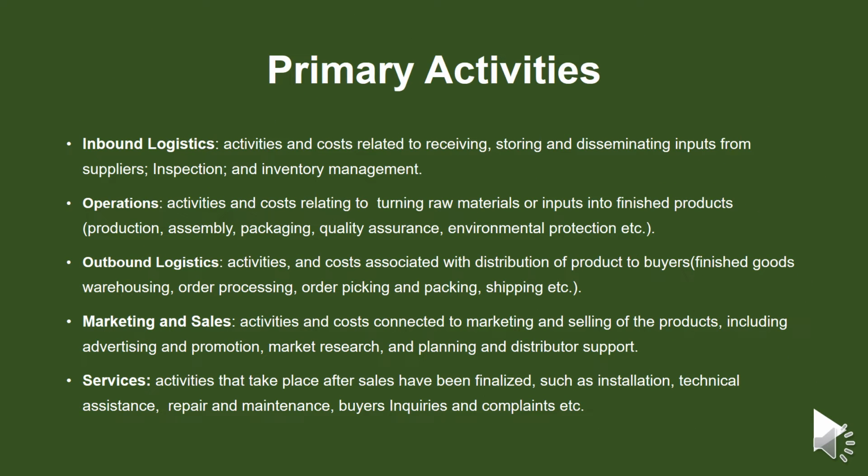Let's take a closer look at the primary activities. We will start with the inbound logistics. The inbound logistics, we are looking at activities that involve bringing in raw materials and goods into the company. These raw materials and goods are used in the production of the physical products that are going to be sold to customers. So the processes involved here are receiving, transporting, storing, inspecting, disseminating of inputs from suppliers, and inventory management.